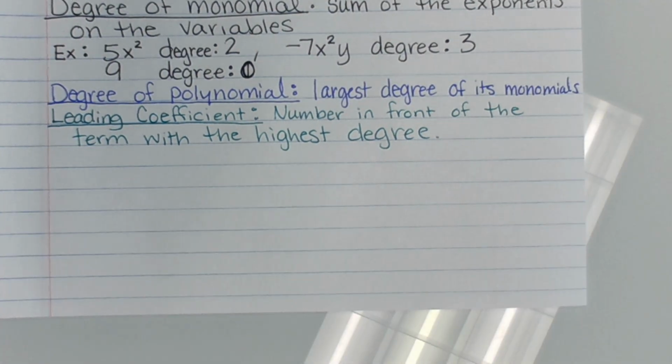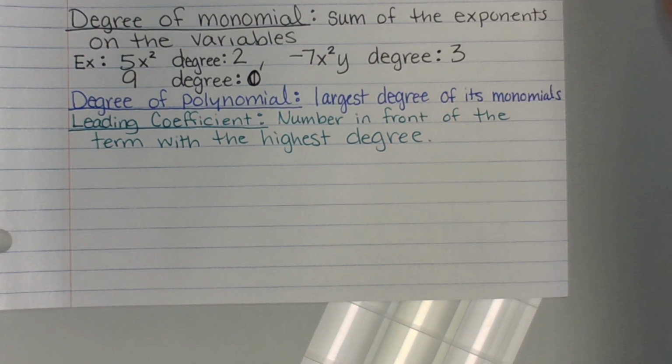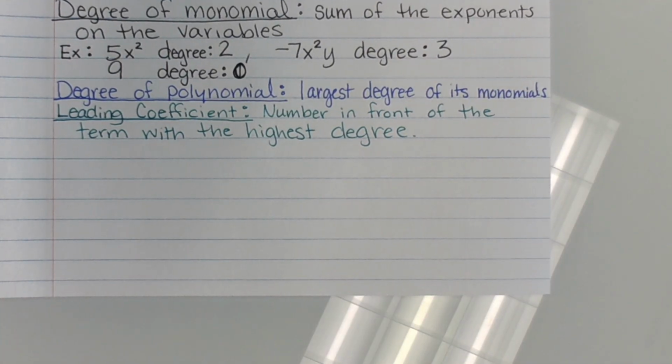Now you might be wondering, why is leading the word they used? Because leading sounds like it's in front. And the reason is that when you write out a polynomial in standard form, generally you want the biggest degree going first, and then you decrease in degree as you go. That's why when we worked with quadratic equations, we always wanted them in the form of ax squared plus bx plus c. Because this term's degree is 2, this term's degree is 1, this term's degree is 0. It was decreasing in degrees.